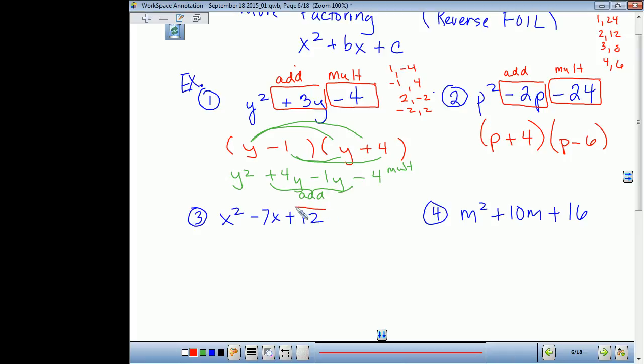Okay, this one. What can I multiply to get 12 that I can add to get negative 7? Okay, you got it? Negative 4 and negative 3. We didn't even have to make a list. Negative 4 and negative 3. If I multiply those two, I get a positive 12. And if I add those two, I get a negative 7.